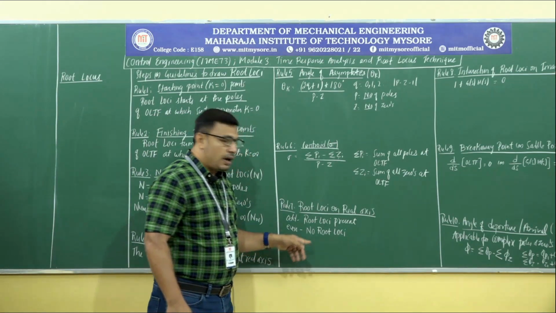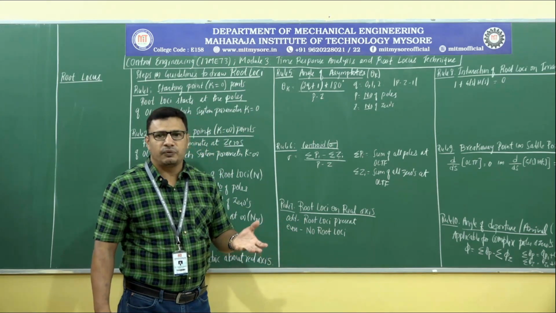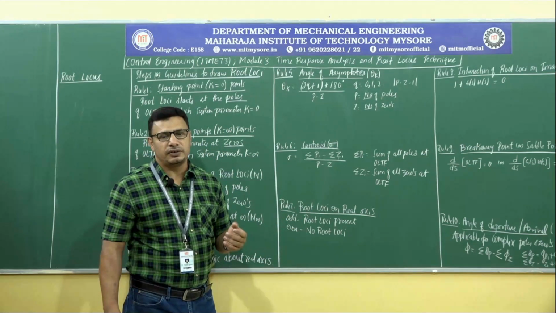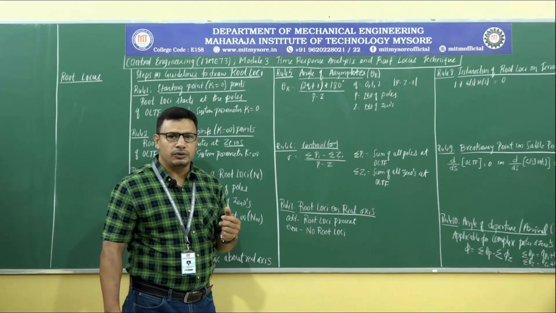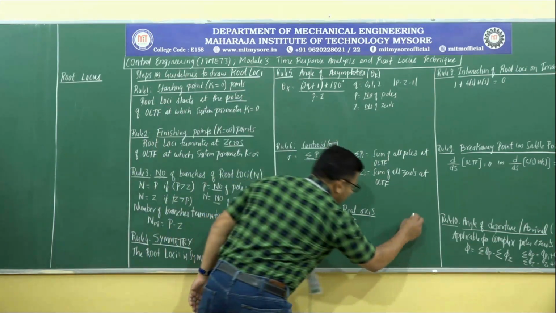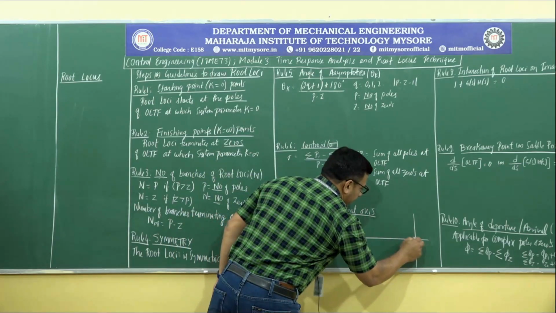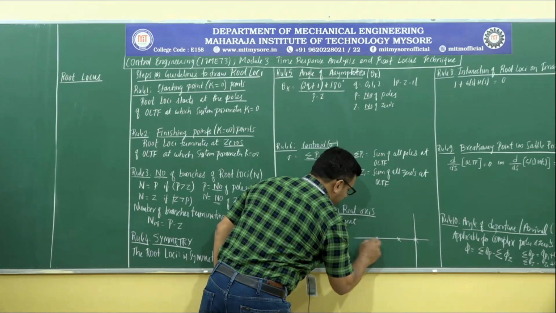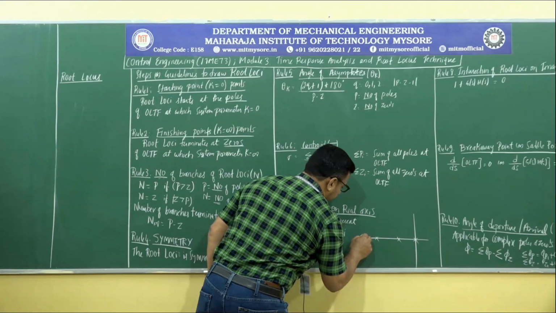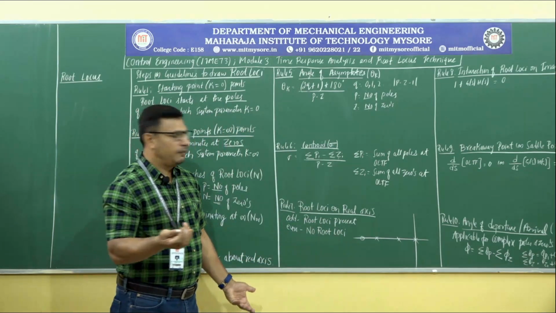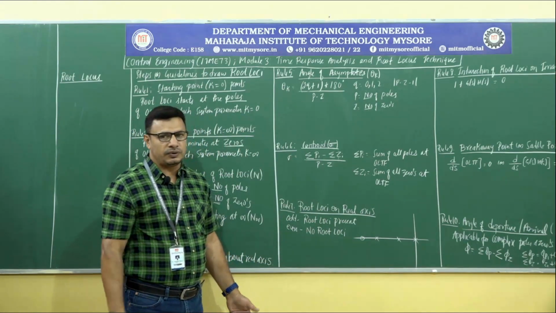Now rule number 7: how do you know on the real axis where the root locus or the branches of root loci are present? It is very simple. You just draw a plane. Then suppose there is a pole here, a pole here, a pole here, and a 0 over here. Where do the branches of root loci lie?